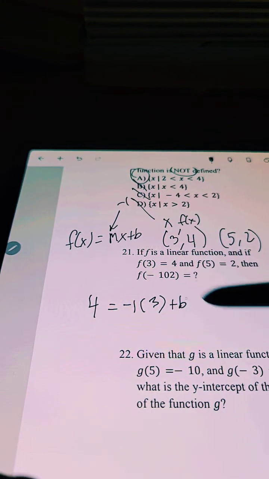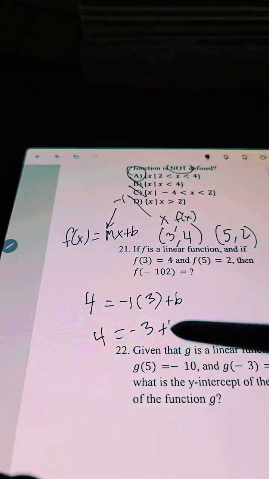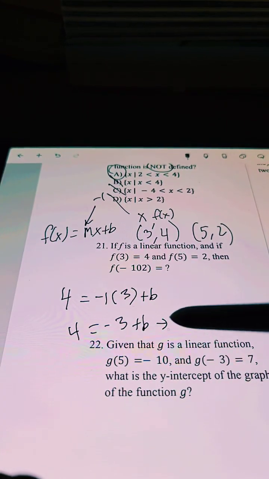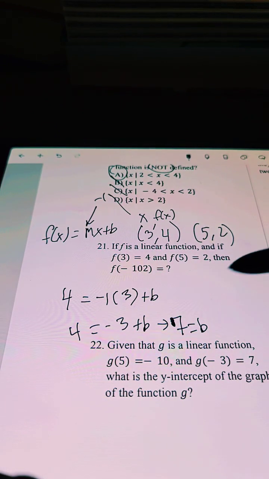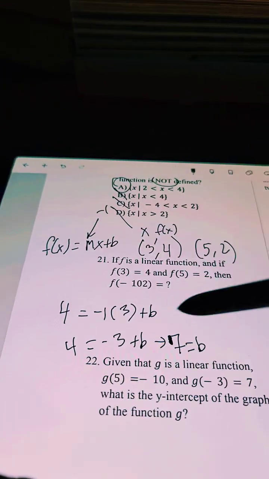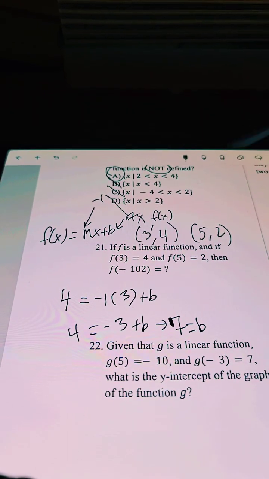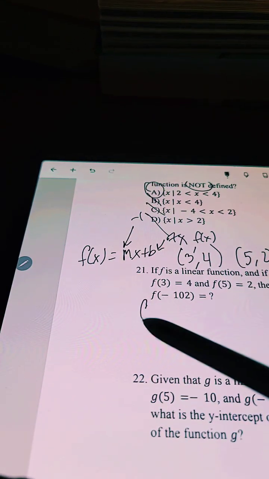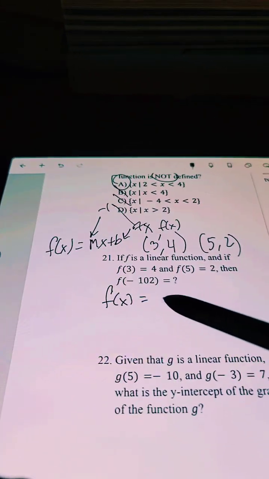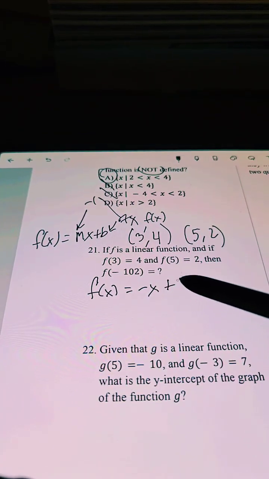And I'm going to say, okay, now I can solve for b. So I have 4 is equal to negative 3 plus b. So I'm going to add 3 to each side. So then I'm going to get 7 is equal to b. And then now I can plug that in here to have a full equation. So now that I have the full equation, which I'll rewrite right here, f of x is equal to negative 1 times x, which is just negative x, plus 7.